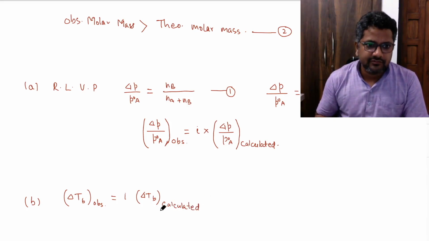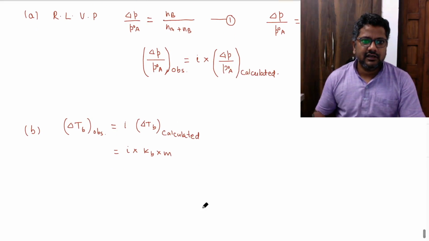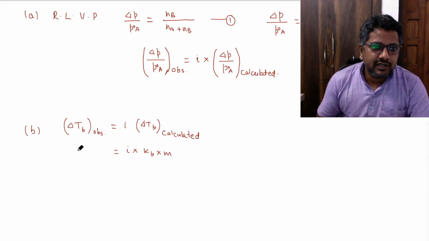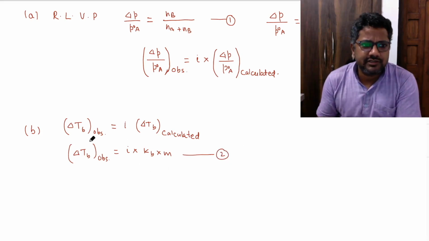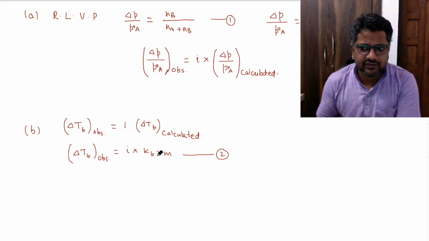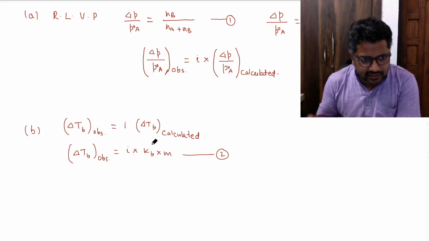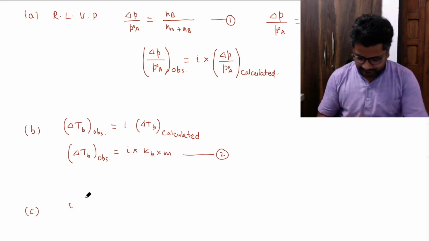And you have the formula for this calculation: i into Kb into molality. So delta Tb observed is equal to this. Make it default. Always you have to use this formula, and when your solute is non-volatile, non-electrolyte, non-associative, non-dissociative, then take i equal to 1.